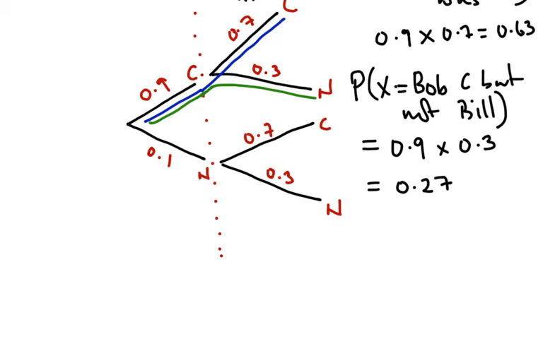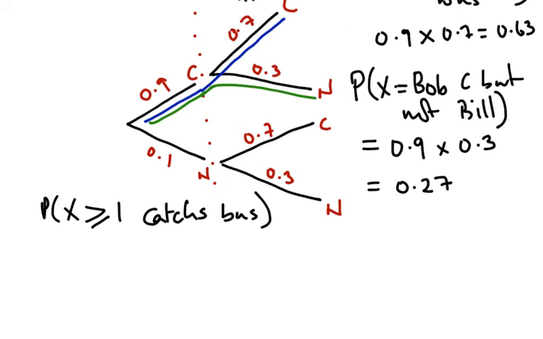Let's say at least one of them catches the bus. Okay, so at least one of them catches the bus. I'm going to write it like this: the probability that at least one catches the bus. All right, fantastic. Now, at least one means one of them catches the bus or both catch the bus. Okay, so either one or more.